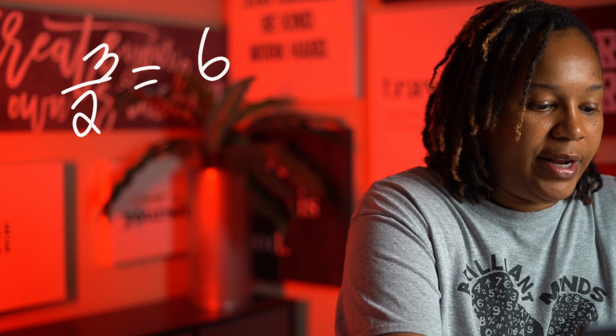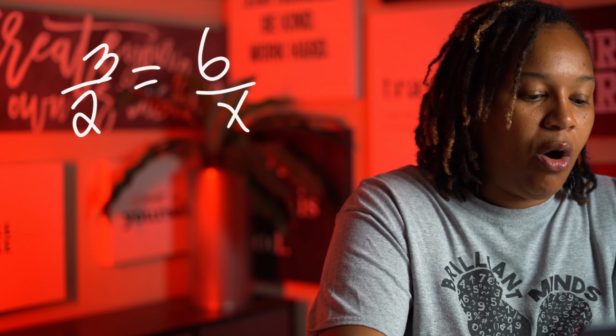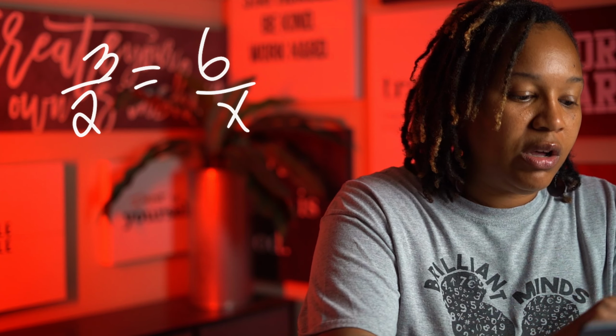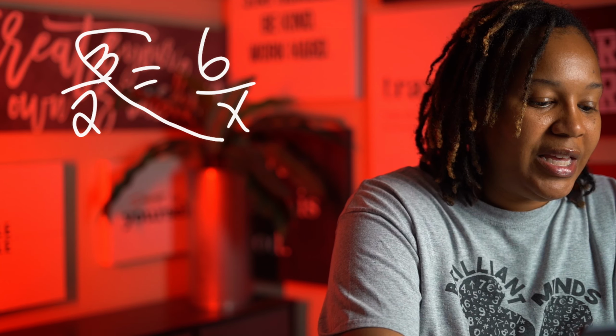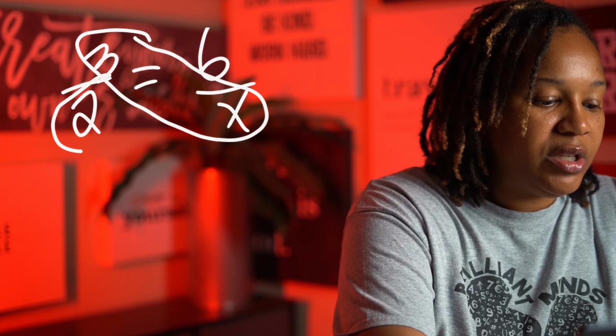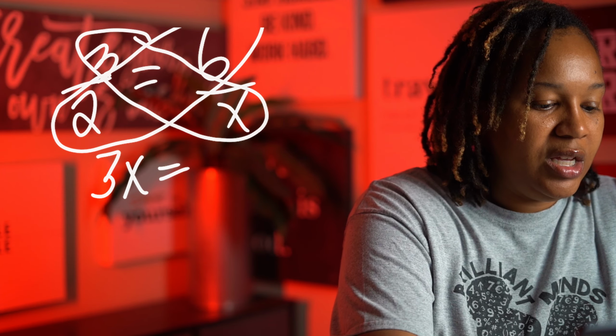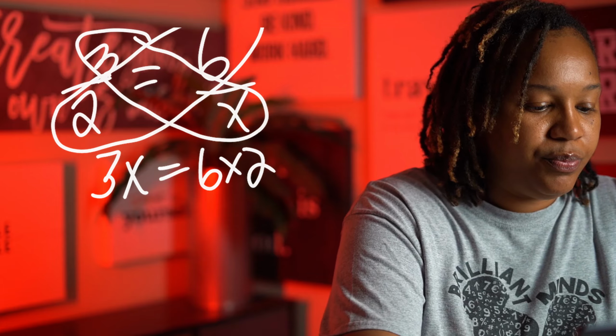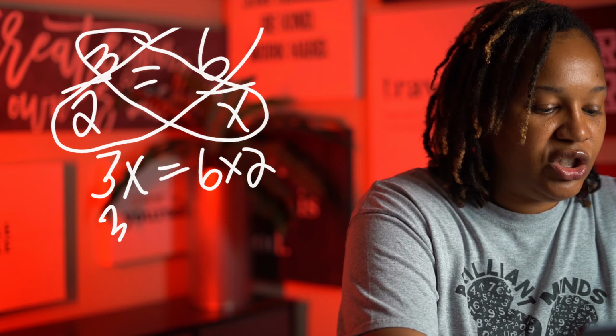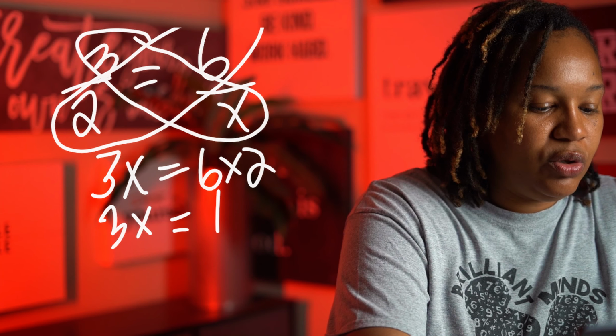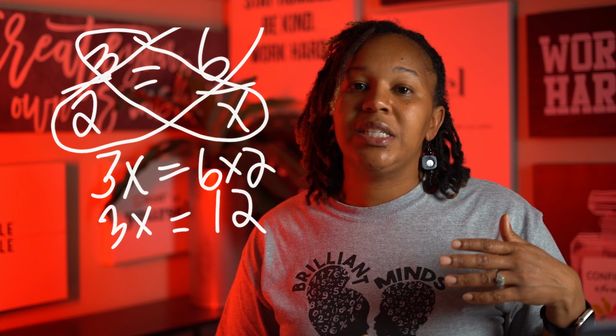A second way to solve that ratio is I'm going to rewrite it, and I'm going to do what we call the butterfly method, which is we cross multiply. We multiply these 2 numbers together and we multiply these 2 numbers together. That gives us 3 times X is equal to 6 times 2. 3 times X is just 3X and 6 times 2 is 12. Now we have to solve for X.